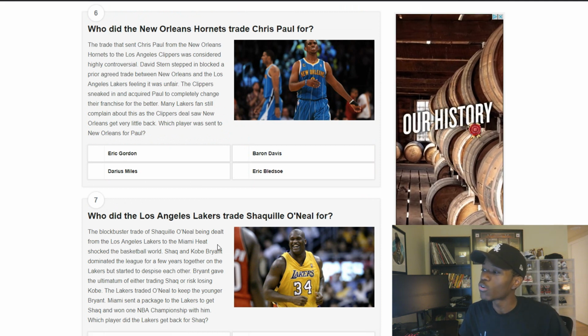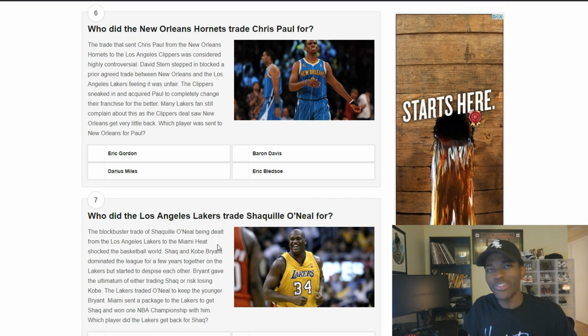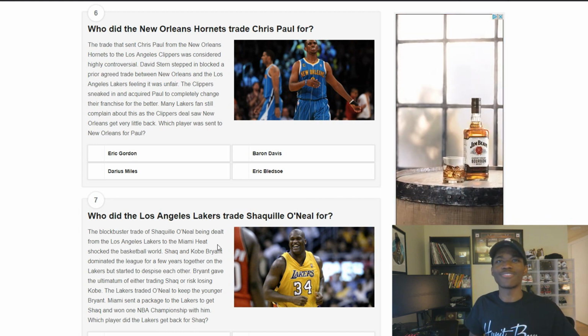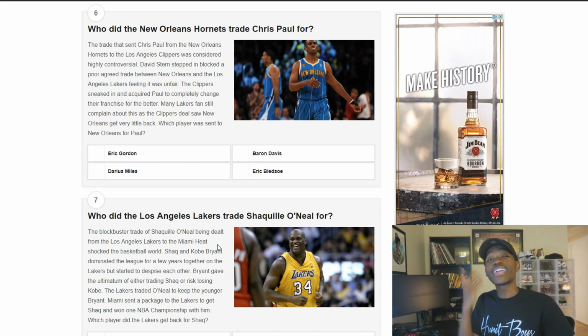Who did the New Orleans Hornets trade Chris Paul for? First of all, he should have been a Laker. But the league said, nuh-uh, we're not letting that super team happen. So they vetoed the trade. He could have been a Laker. Who knows what Chris Paul would have been if he was a Laker, playing alongside Kobe Bean.